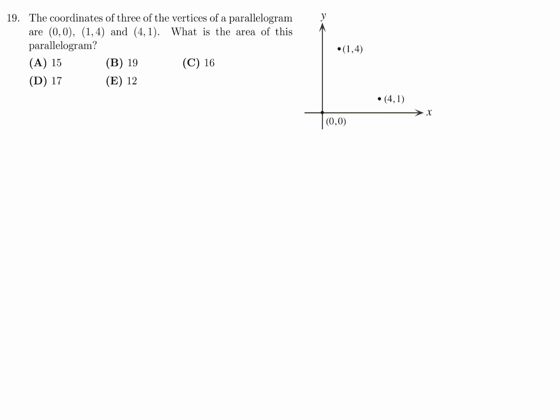The coordinates of the three vertices of a parallelogram are 0, 0, 1, 4, and 4, 1. What is the area of this parallelogram? Well, let's first figure out how this parallelogram looks. Join that one, and then I don't know where the fourth vertex is, but I'm guessing it's somewhere here, like that. So that makes it a parallelogram. So the fourth vertex is somewhere there. And they want me to figure out the area.